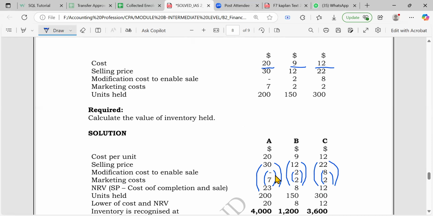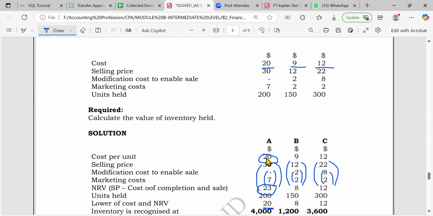So as we said, you measure the inventory at the lower of cost and net realizable value. My cost is how much for asset A? 20. How much can I get from selling the asset? 23. So I'm going to measure it at 20, because it is the lower. If you are speaking about double entries, I'm not going to adjust anything, right? Because my asset should already be at cost.